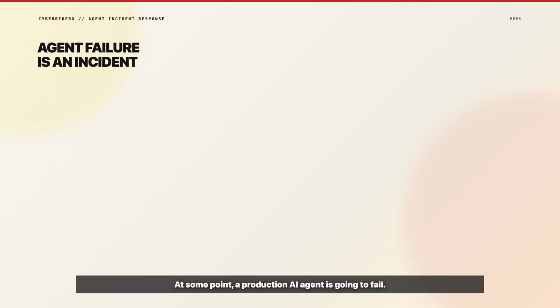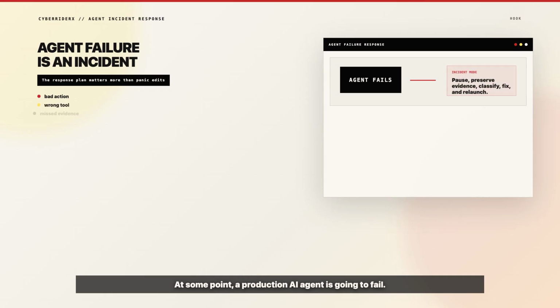What to do when an AI agent fails. At some point, a production AI agent is going to fail. It may recommend the wrong action. It may call the wrong tool. It may skip evidence that should have changed the decision. It may be too confident when the data is incomplete, or it may stay inside the prompt but still create operational risk because the workflow around it was not ready.